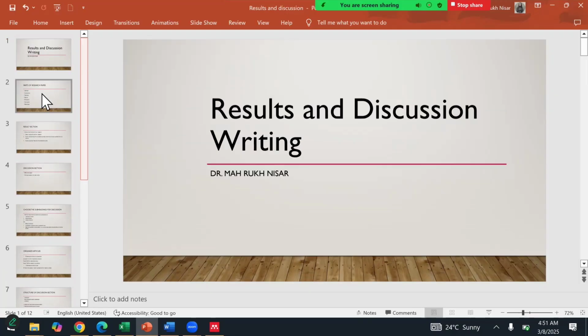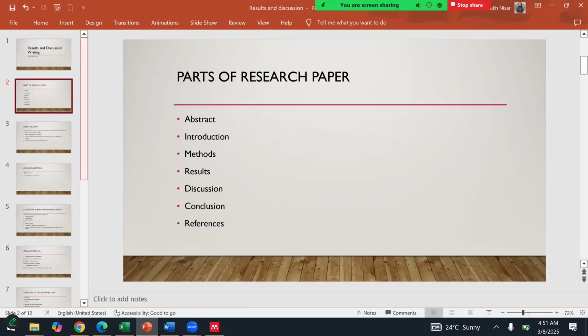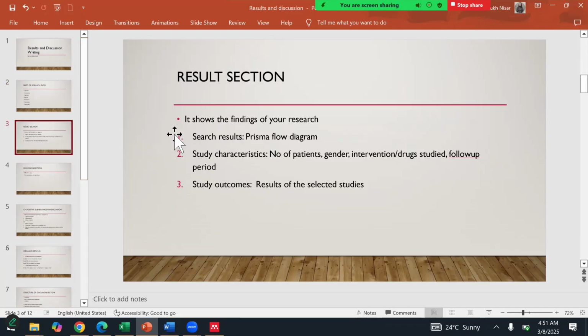We can revise it once. So we did the method section. We are doing results and discussion. Next, we will do conclusion, introduction, and abstract. So in results, the Prisma flow diagram, and then study characteristics and study outcomes, these two tables, and the Prisma flow diagram are the results section. And before each table, you can write a summary in a paragraph of study characteristics and study outcomes.